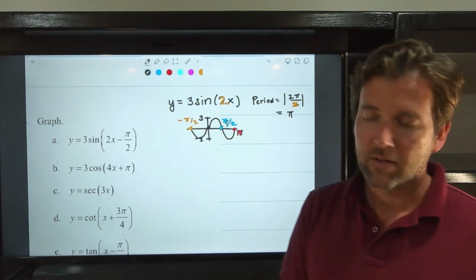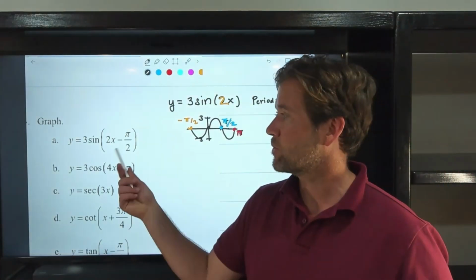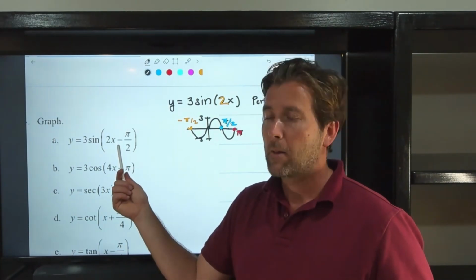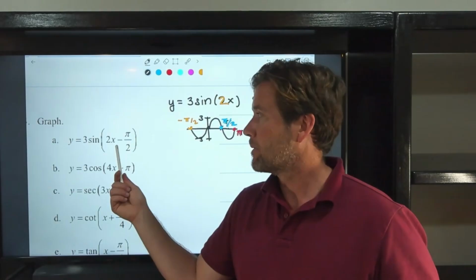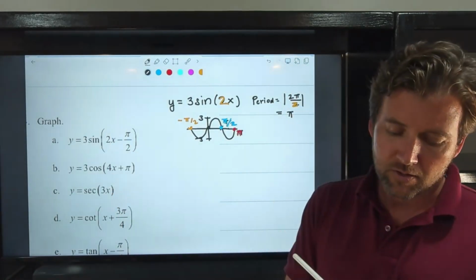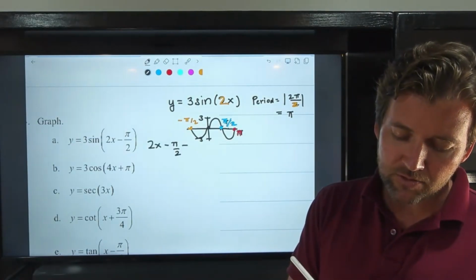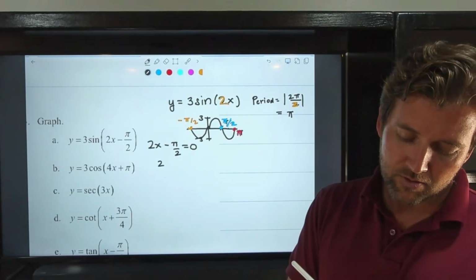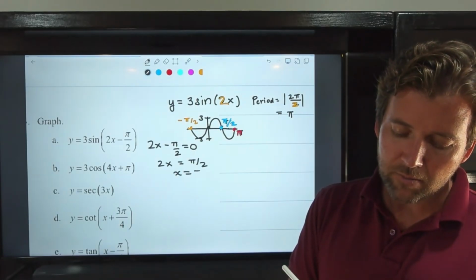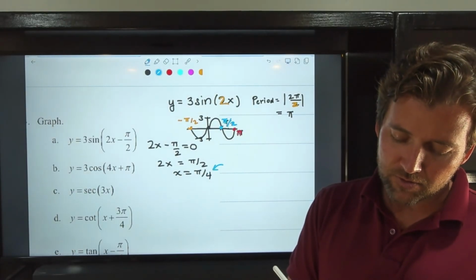Okay, now we have to shift this graph, and a lot of students initially want to say that we're shifting this graph to the right pi over 2, but pi over 2 isn't the value for x that will make this 0. If you set 2x minus pi over 2 equal to 0, you can add pi over 2 to both sides, divide by 2, you get positive pi over 4. This is our shift.